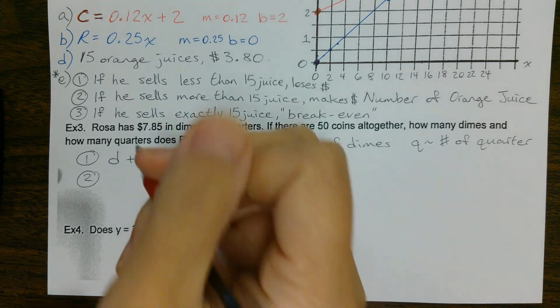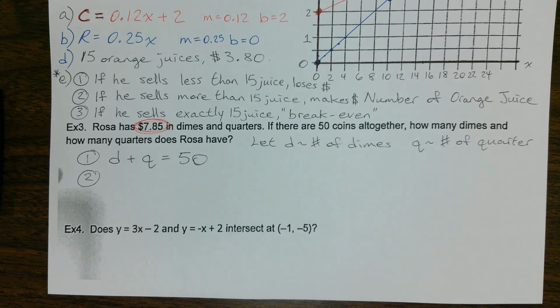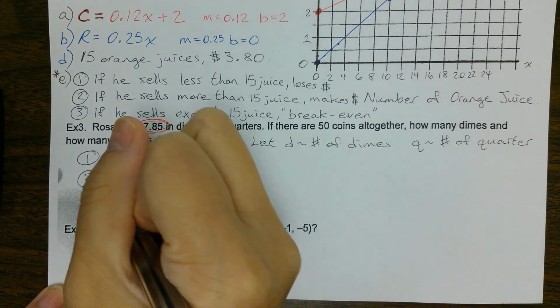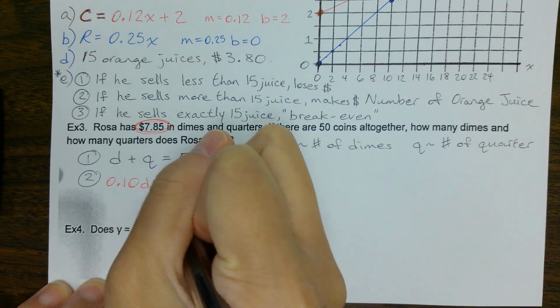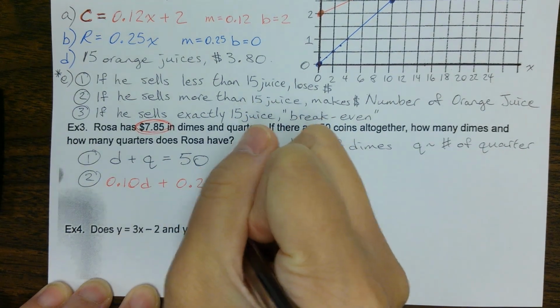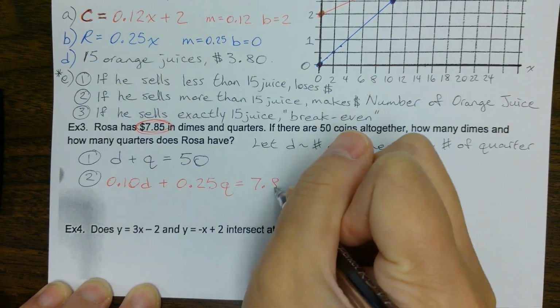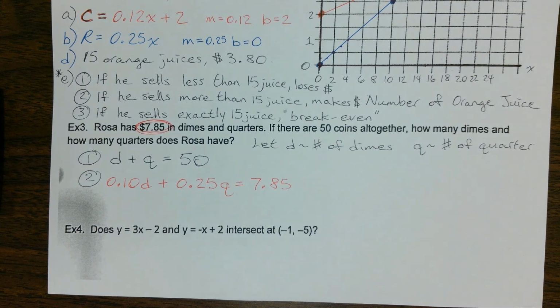Your second equation is going to deal with the money part. How do I determine how much in dimes I have? Sean? Yeah. So remember, dimes are worth 10 cents. Quarters are worth 25 cents. And then in total, you get $7.85.